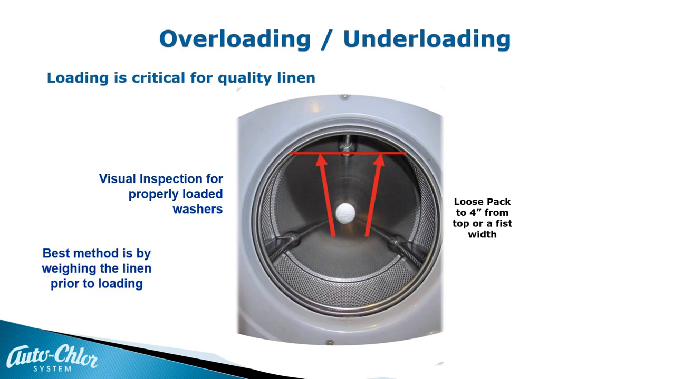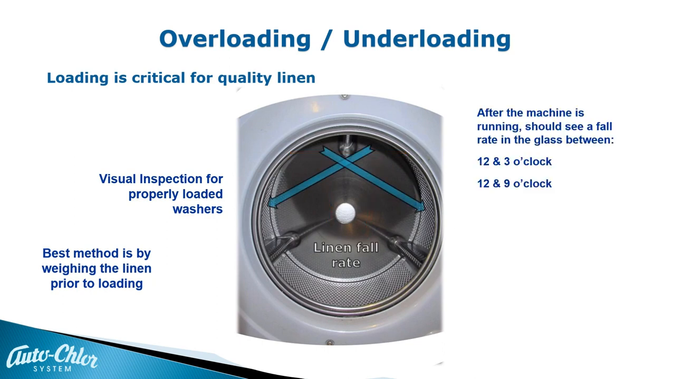Another method for loading is weighing the linen. Now, most of your customers won't have scales, but one of the best methods is to weigh the linens for the washer size. Another one is to watch the mechanical action. After they load the linen, they start the washer and all the linen gets wet and saturated. We start looking at the linen turning. Again, you should be looking at a fall rate anywhere between 12 and 3 o'clock or 12 and 9 o'clock.